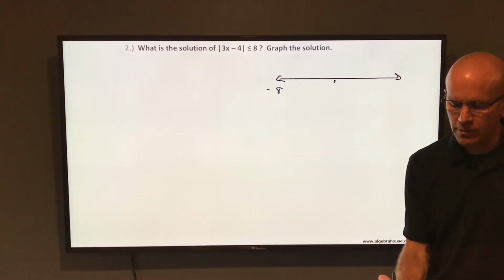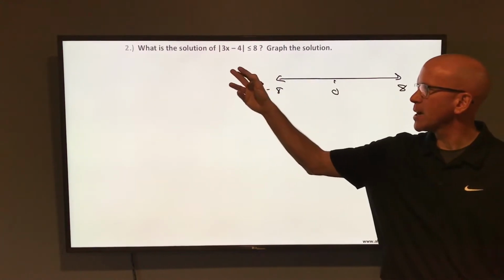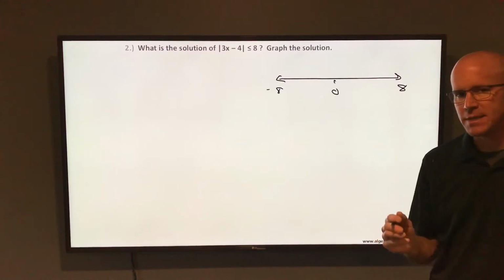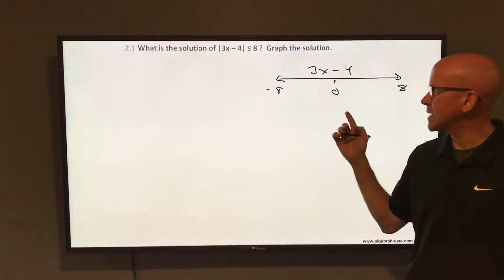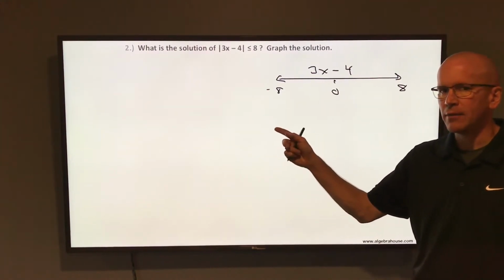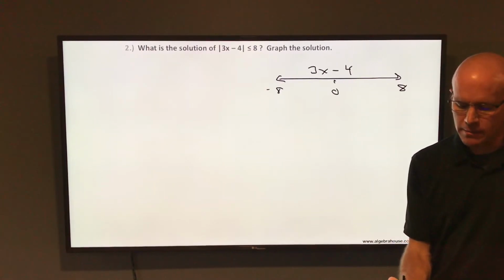You have negative 8 on the left and positive 8 on the right. So if the distance that 3x minus 4 is away from 0 is less than or equal to 8, that means 3x minus 4 lies in between negative 8 and 8. But it could also include negative 8, and it could also include positive 8. So to write that, you would say that negative 8 is less than or equal to 3x minus 4, which is less than or equal to 8.